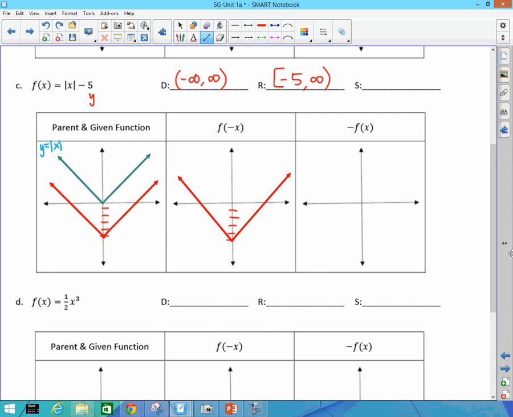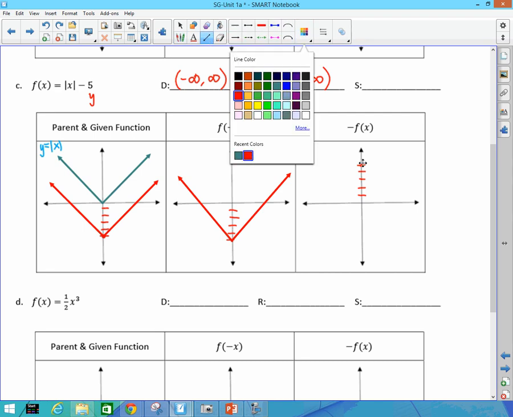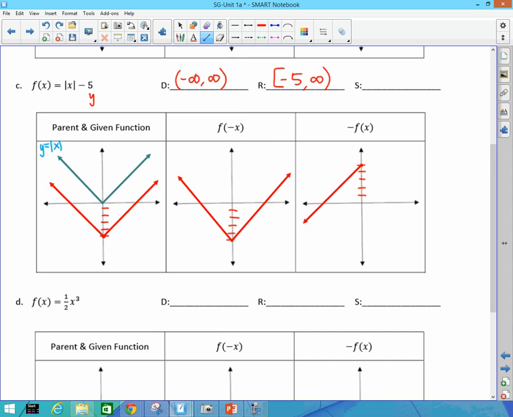Okay. And the last one, negative is on the outside. Outside affects the y. If I'm changing the y, I'm flipping it over the x-axis. So this time, that means that this point down here is going to go up there. So instead, I'm going to go up 1, 2, 3, 4, 5, and that's going to be the starting point of my V. And now my V is going to go down instead of up.